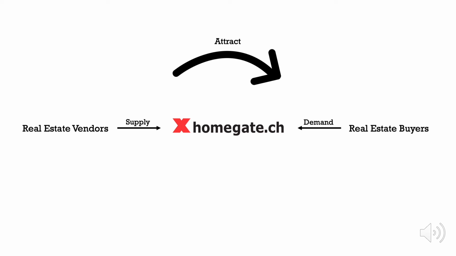More listings attract more buyers, and more buyers attract more vendors. In other words, every additional buyer or vendor increases the value of the platform. This is in this case the so-called network effect. An imbalance in either of the directions would lead to an implosion of the platform's value, and the other side of the market would adapt.